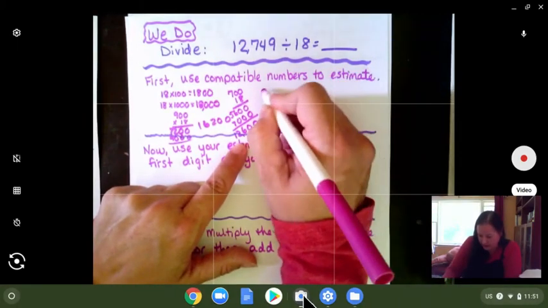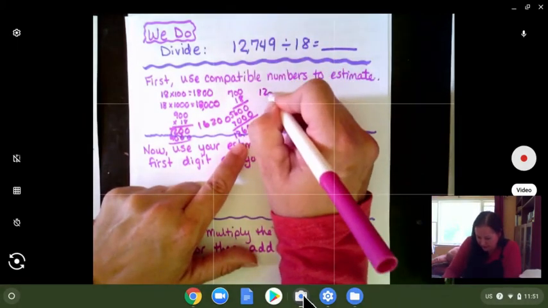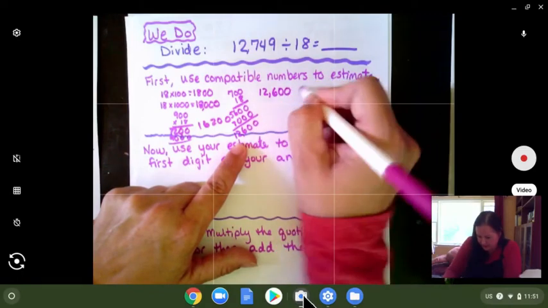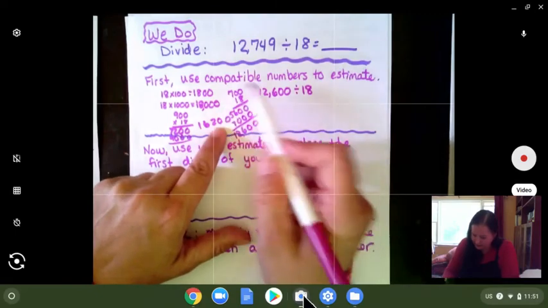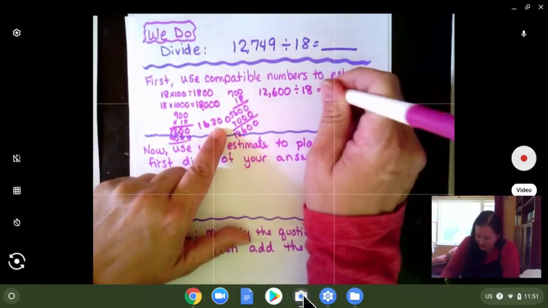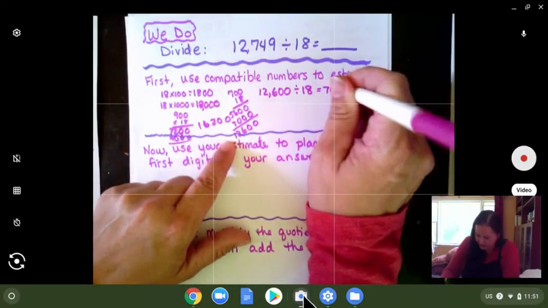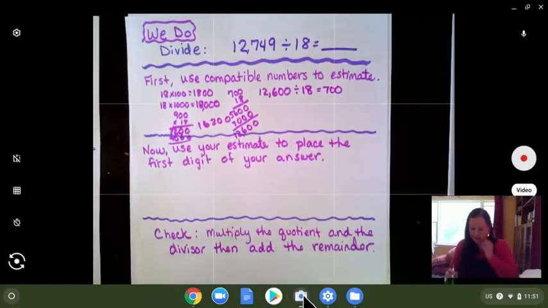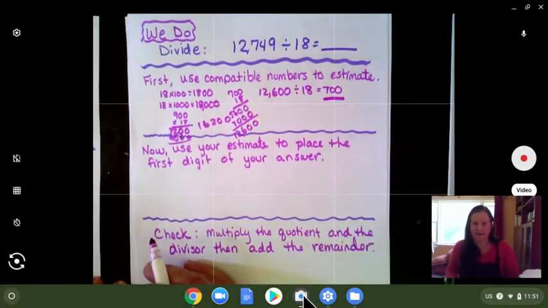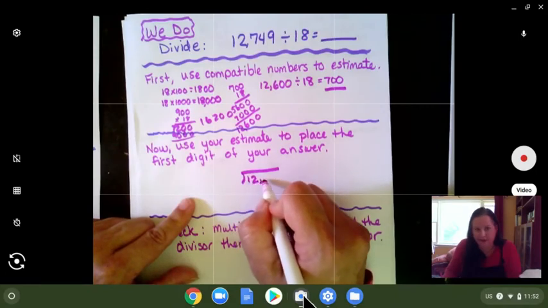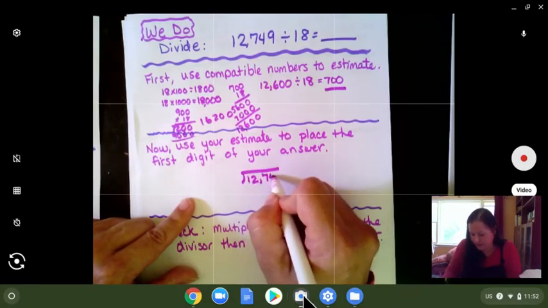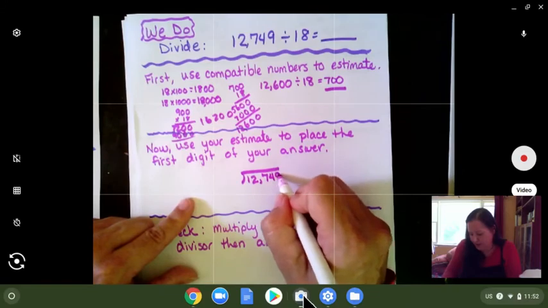So we're going to change the first number to 12,600. We're going to divide that by 18, and we know that from just doing this problem, our answer is going to be 700. So our compatible number estimate is 700. So we're going to write the original problem in this spot. If you need more time, which I'm sure you will, you should pause the video.